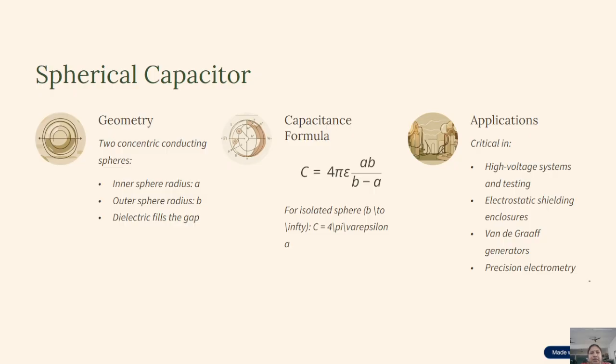Next we see about the spherical capacitor. A spherical capacitor consists of two concentric conducting spheres separated by a dielectric material. The inner sphere has a radius a and the outer sphere has a radius b. The capacitance of this configuration is given by C = 4πεab/(b − a). In the special case where the outer sphere radius approaches infinity, the capacitance reduces to C = 4πεa, representing an isolated spherical conductor.